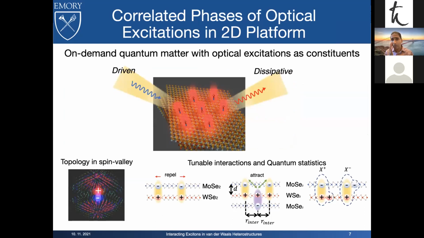So what do we want to do with this? Currently, we are interested in generating on-demand quantum matter. You want to have some kind of 2D material, shine light, and make some interesting matter from there. The key point is that the matter will comprise optical excitations, such as excitons, as its constituents. You can add electrons to the mix, but we want to see what kind of matter we can create out of equilibrium with excitons and other charged excitons as constituents.